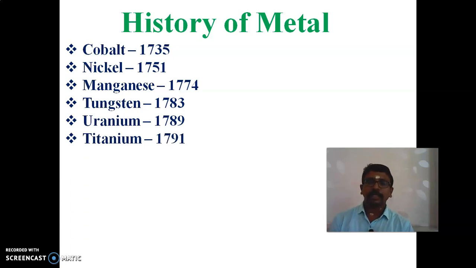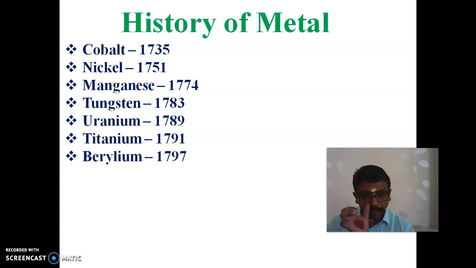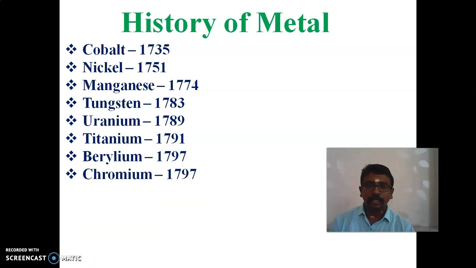1789. Titanium was introduced in 1791, and its symbol is Ti. Beryllium, whose symbol is Be, was introduced in 1797. Chromium was also introduced in 1797, and its symbol is Cr. Potassium and sodium were both introduced in 1807. The symbol for potassium is K, and the symbol for sodium is Na.